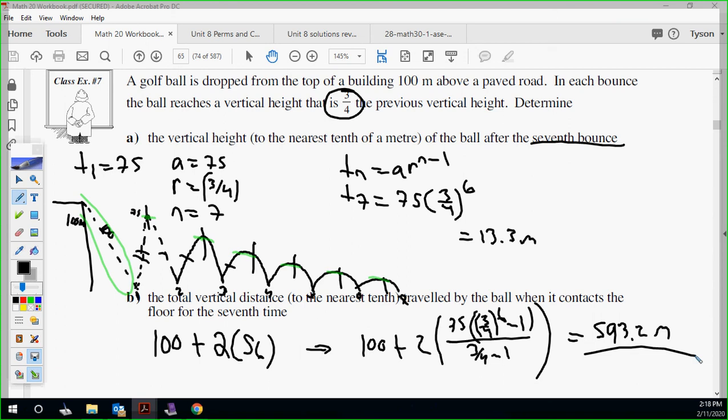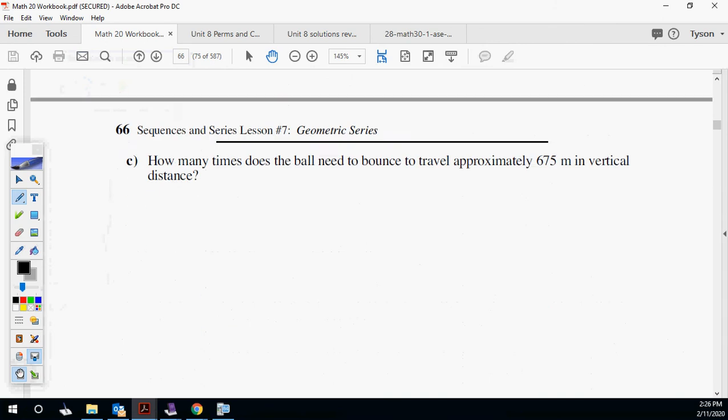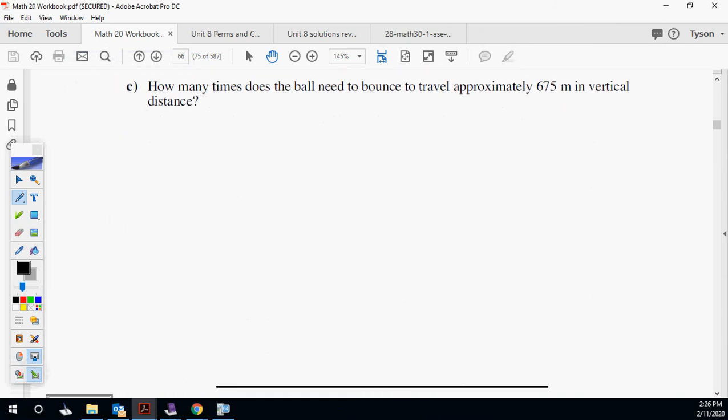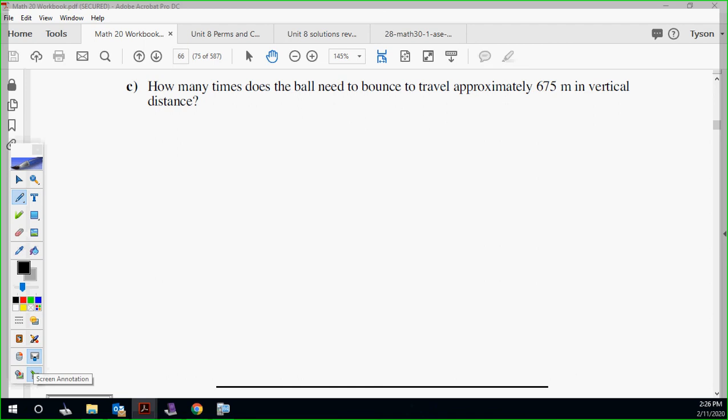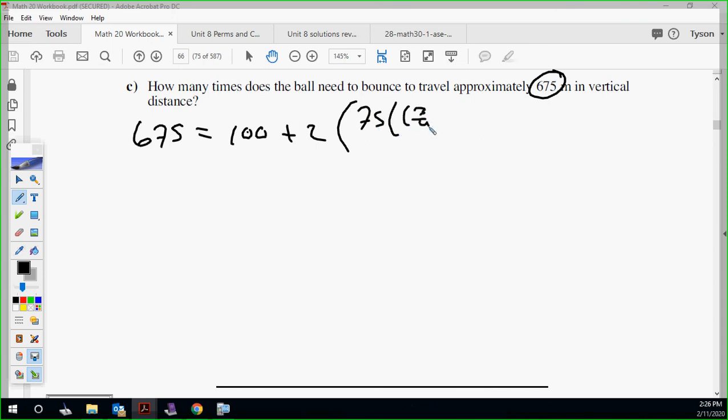Okay, pause the video there, let you kind of ask about that, think about it. All right, so extension of this question in part C, how many times the ball needed to bounce to travel 675? So it says travel, so that means that's my S sub n output. So with our formula, we know 675 is over here. We know it's 100 still. We know it's still doubling the series formula, but we don't know what n is this time. So we know 75 still. We still know it's 3/4 for R. We don't know n anymore. And we know it's 3/4 minus 1 here. And so we need to solve for n.